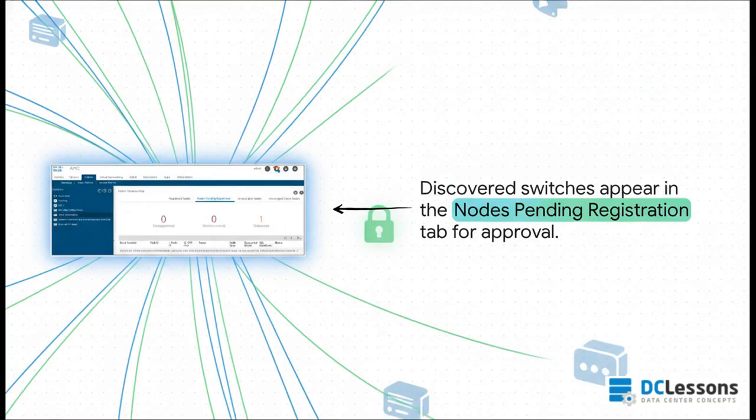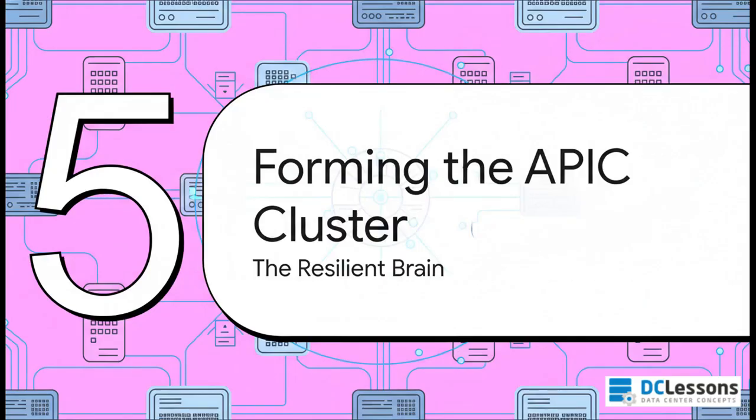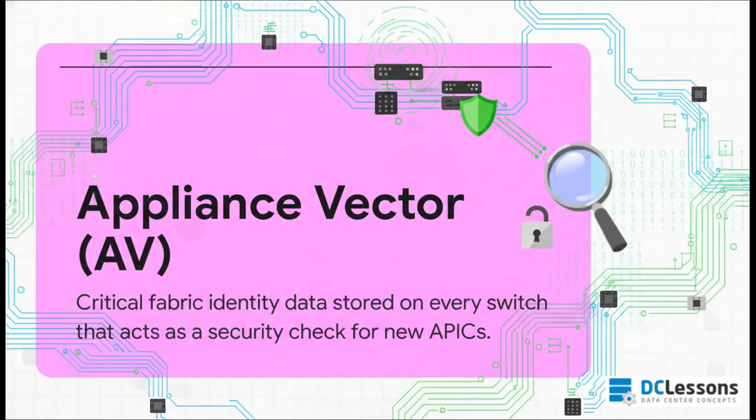Okay, so all the switches are in, the body of the fabric is built, but what about the brain? The last piece of the puzzle is making sure all the APIC controllers find each other and form that synchronized, highly available cluster. And this is where a really cool concept called the appliance vector, or AV, comes into play. Just think of the AV as the fabric's unique DNA.